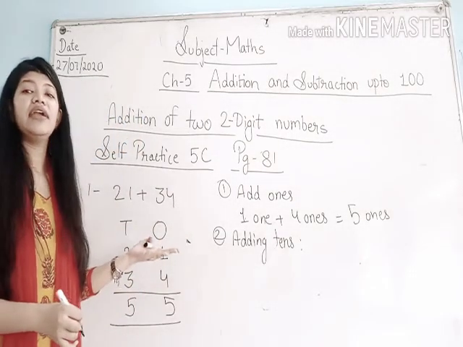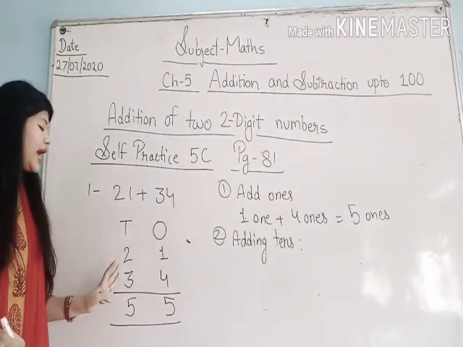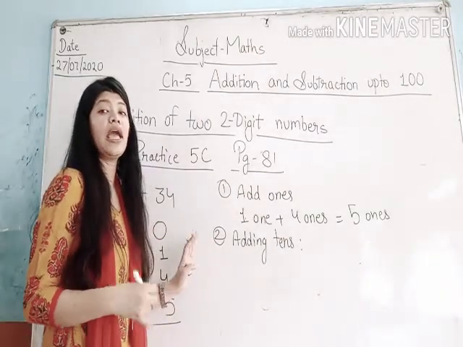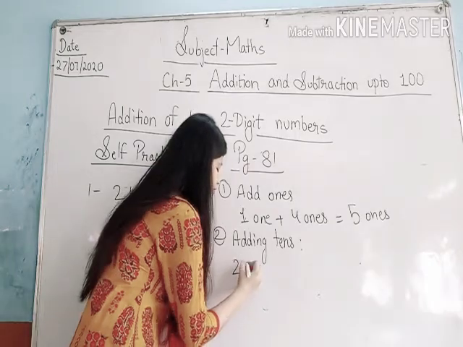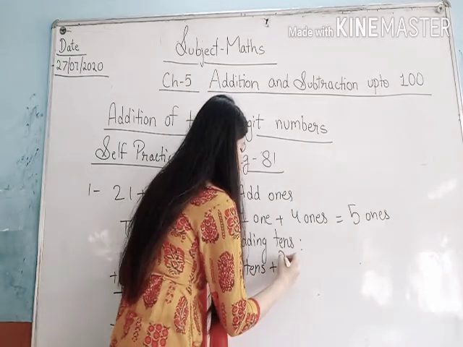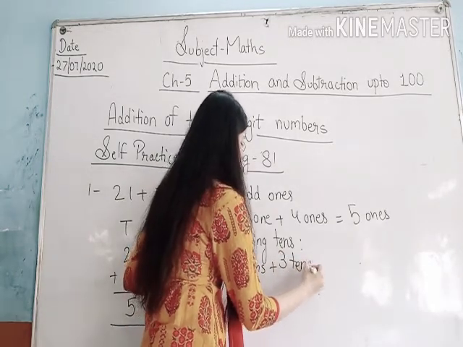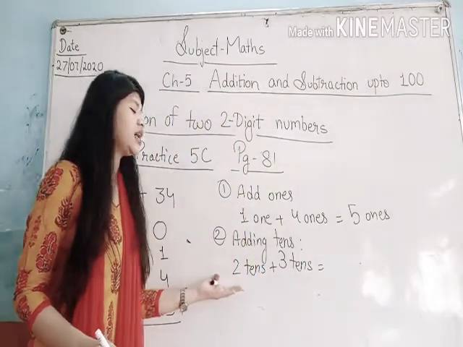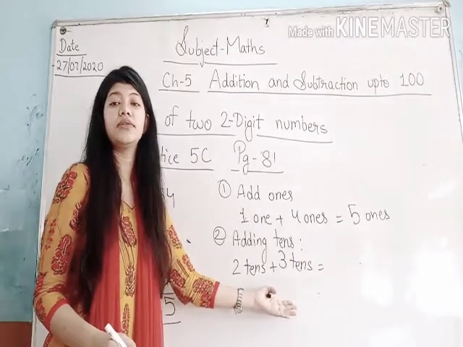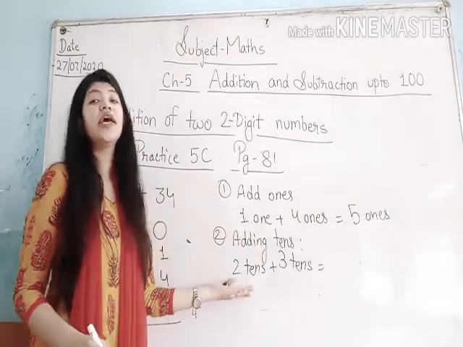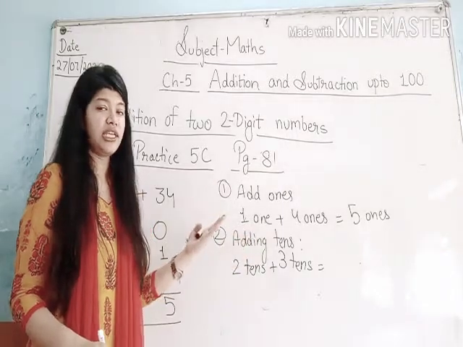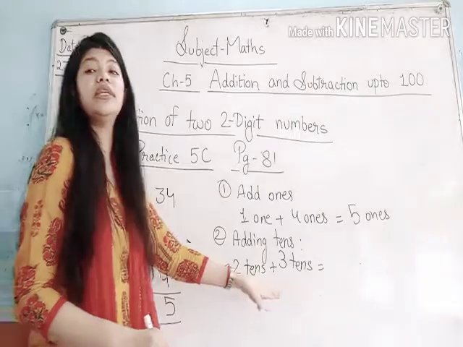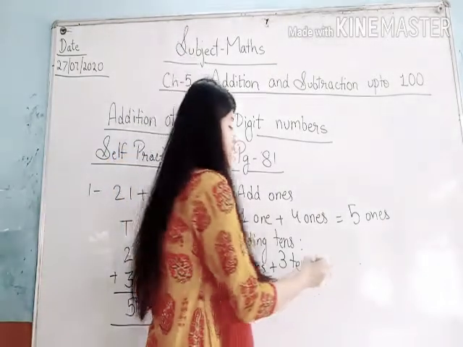Now let's add tens, 2 and 3. Students, 2 and 3 can be read as 2 tens plus 3 tens. Now tell me, what will be the sum of 2 tens and 3 tens? 2 tens means 20 and 3 tens means 30, which is equal to 50. So 2 tens plus 3 tens is equal to 5 tens.